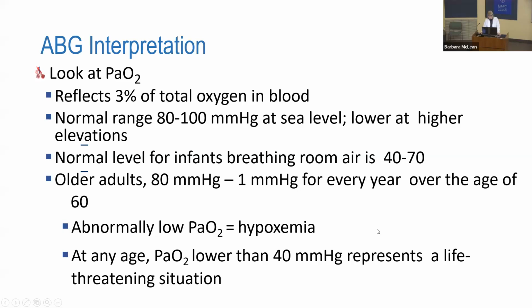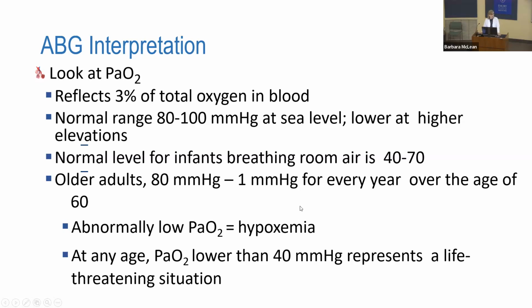Because I reduce 1 millimeter of mercury for every year over the age of 60. I'm 10 years over 60, so I have reduced by 10. 80 minus 10 is 70. That's my normal PO2. Anything that's abnormally low, we're going to consider hypoxemic.